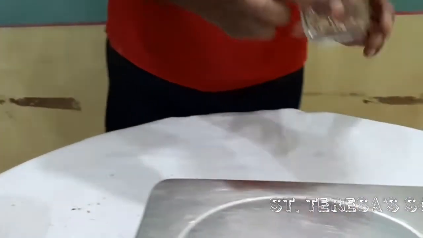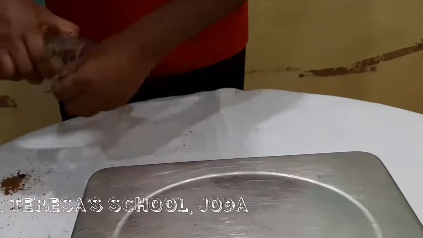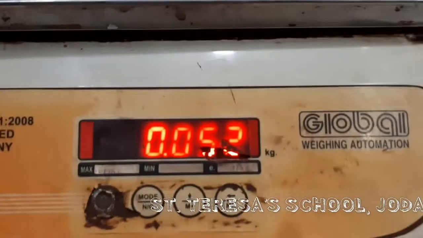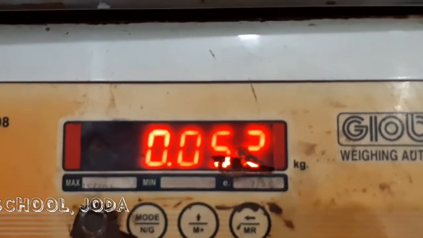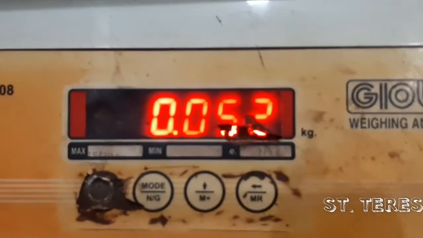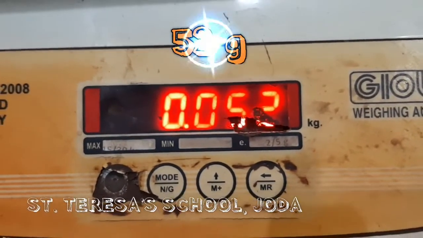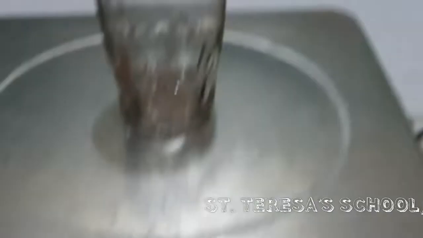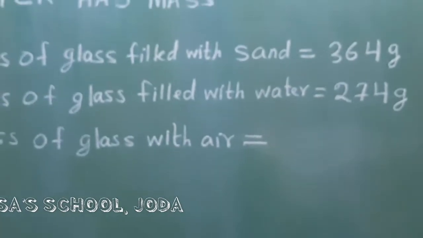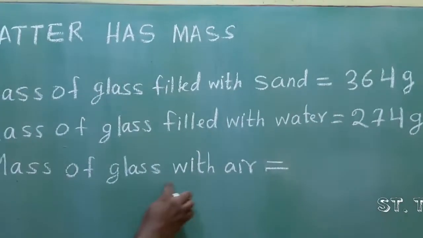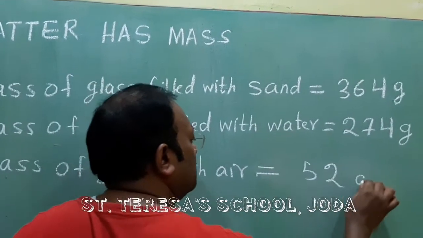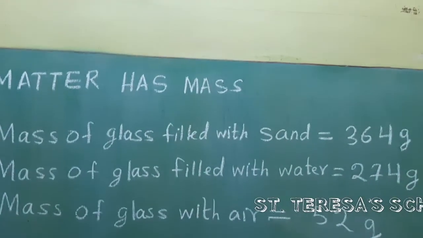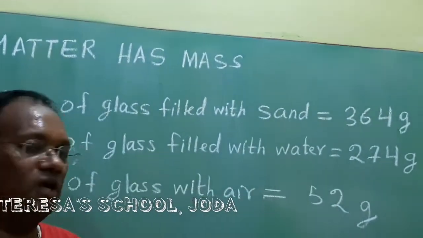Now I take out this sand also from it, and I'll find the mass of this glass filled with air in it. Nothing is there, that means it's air. So you can see that it's coming 0.052 kg. That means 52 gram. Mass of glass with air, 52 gram. You can see that when it was filled with air, the mass was 52 gram.